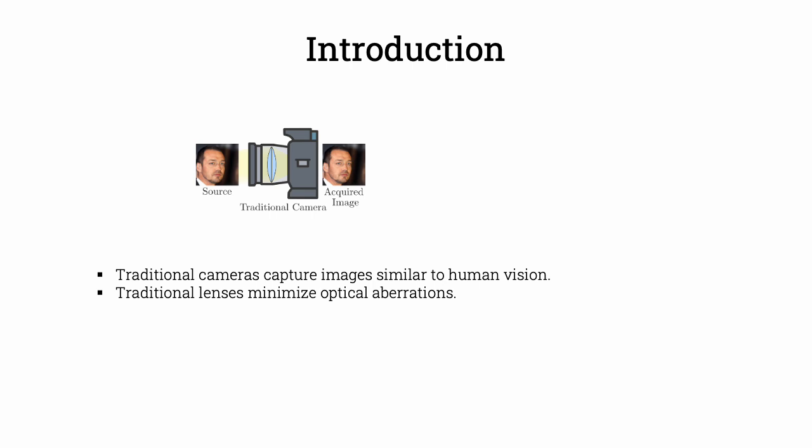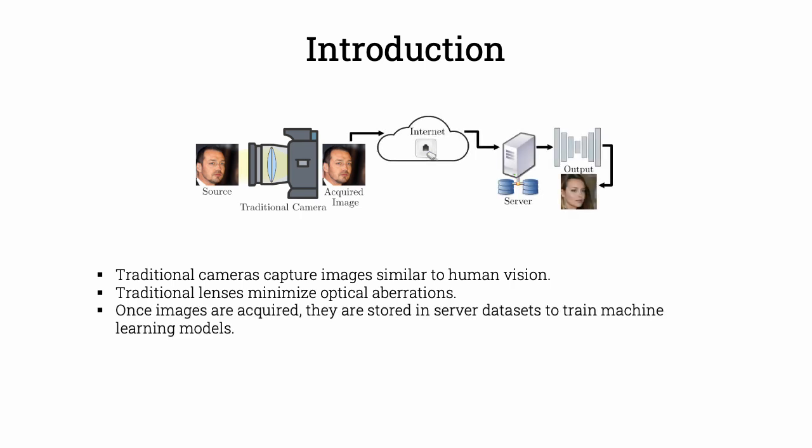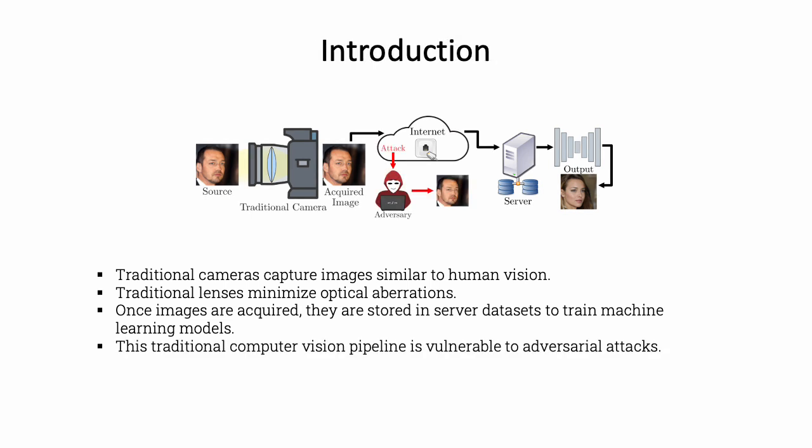Traditionally, cameras are designed to capture images similar to human vision. Hence, the lenses are designed to minimize the aberration or defects on their surface so they can form a sharp image. In a traditional computer vision pipeline, the acquired images could be stored in a server dataset which is used to train machine learning models. This traditional computer vision pipeline is vulnerable to adversarial attacks.